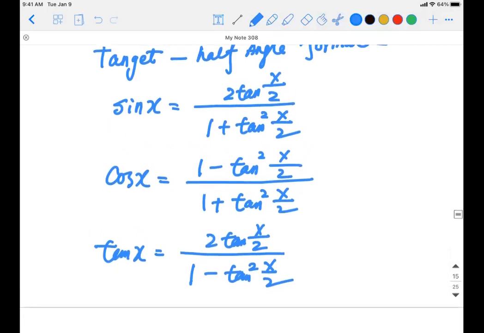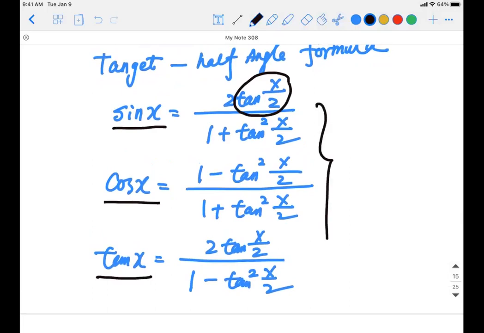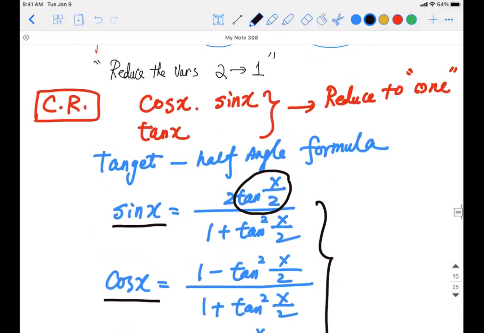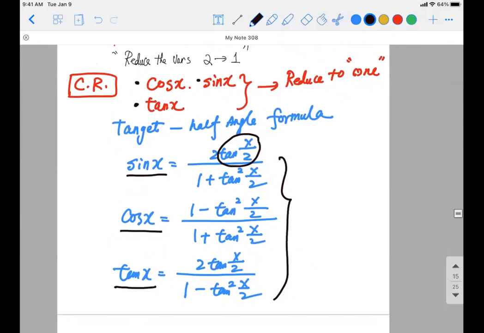In Chinese, we give it a name, we call it 万能公式, but not necessary. Why do we call it 万能? 万能 means it can do everything, right? It actually means you can use tangent of half x to represent sine x, cosine x, and tangent x. There's only one variable that's going to help you to represent the entire sine, cosine, tangent. So that's a very powerful way to help you reduce from multiple variables into only one variable.